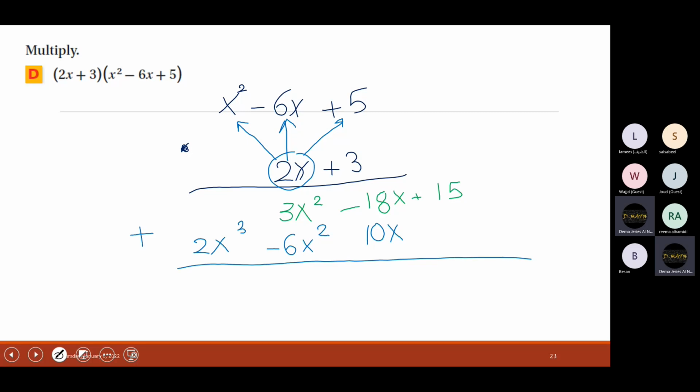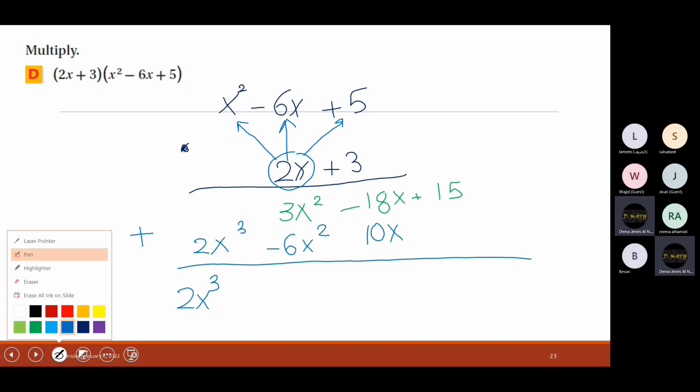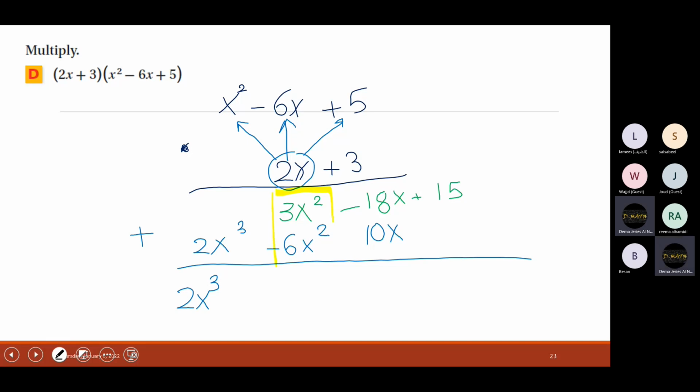Then, after that, you have to add. In order to add, we have to add the like terms. Now, there's no other 2x cubic, so you keep it as 2x cubic. Now, x squared, yes, we have two terms with the power of x squared. 3 minus 6 is negative 3x squared. Then negative 18 plus 10 is negative 8x, then plus 15. So the final answer is 2x cubic minus 3x squared minus 8x plus 15.